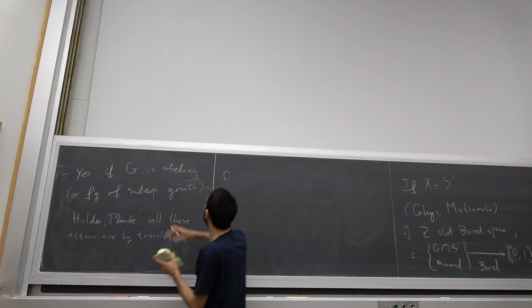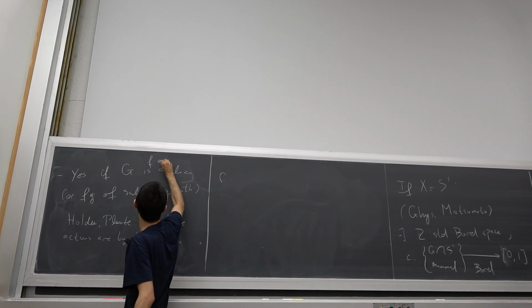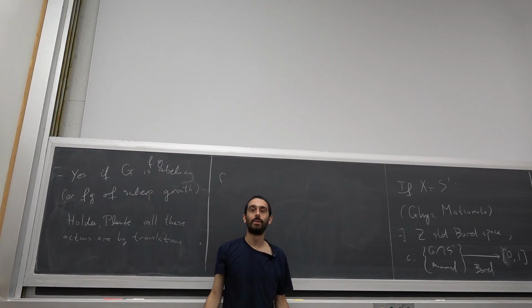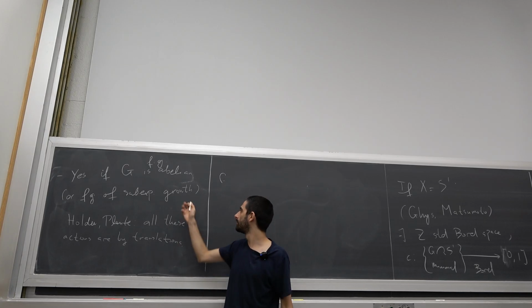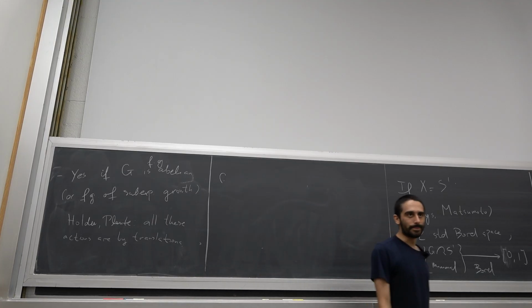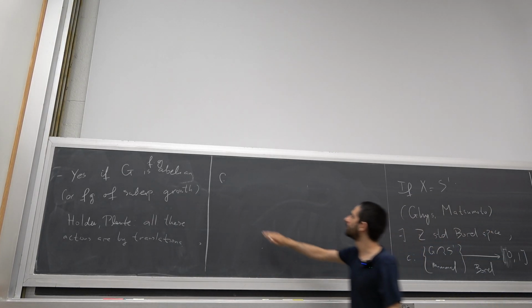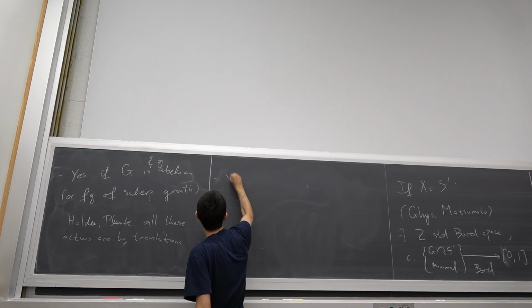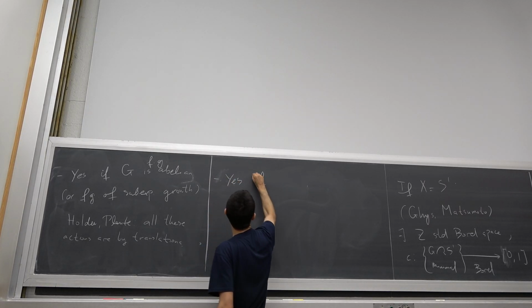Whether or not G is abelian? Finitely generated. Whether or not G is abelian, they're still by translation. Yeah, I mean, you need sub-exponential growth. But, okay. Another example of a slightly more complicated group. So what is C now?